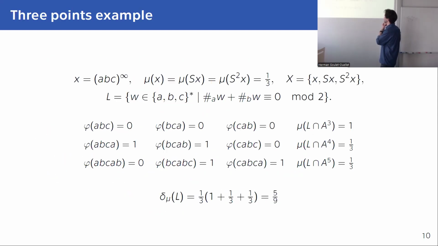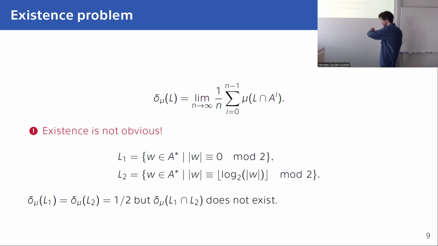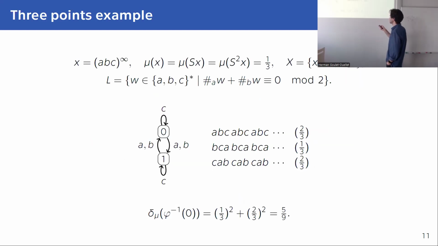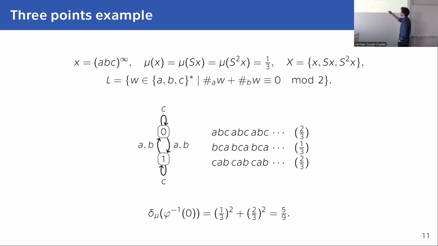Okay. So we were here. Okay, existence is not obvious. And then I wanted to give one more example. So actually, let me move on directly to this slide. So this is an example where I take this word, which when I say ABC to the infinity, I just mean ABC repeated over and over again in both directions. So just the word ABC repeated infinitely.